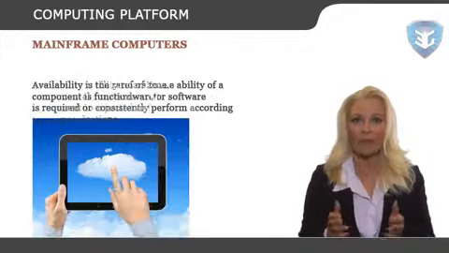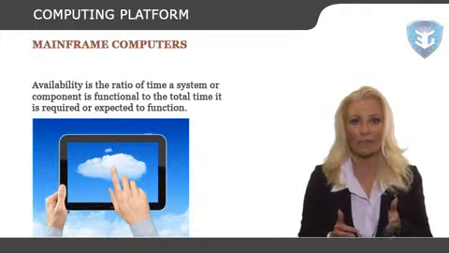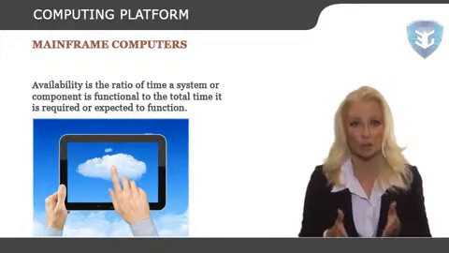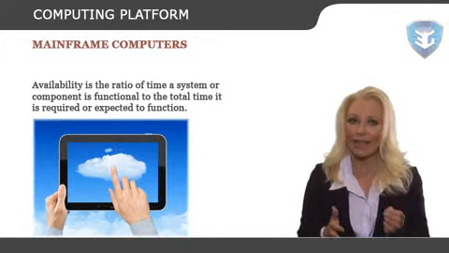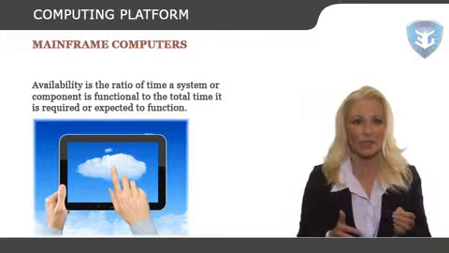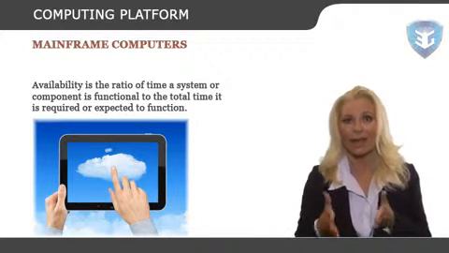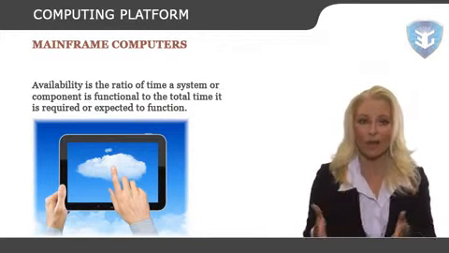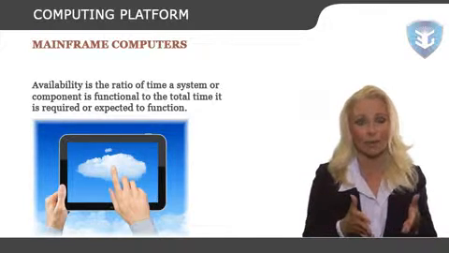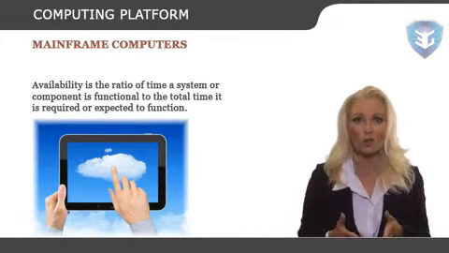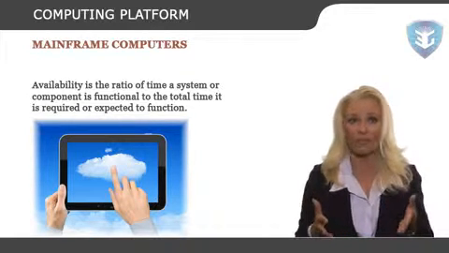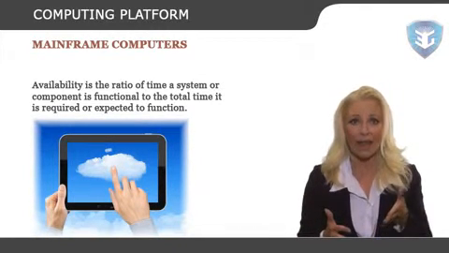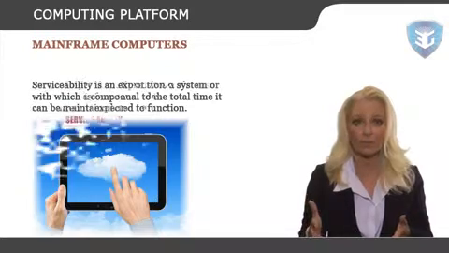IEEE-RS. Availability is the ratio of time a system or component is functional to the total time it is required or expected to function. This can be expressed as a direct proportion, for example, 9/10, or 0.9, or as a percentage, for example, 90%. It can also be expressed in terms of average downtime per week, month, or year, or as total downtime for a given week, month, or year.